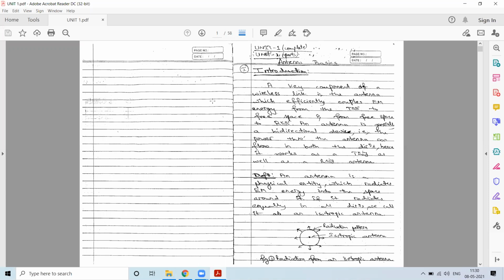So those are the parameters we'll be discussing, and these basics will be helpful even in your antenna experiments, which we deal with in the communication lab.